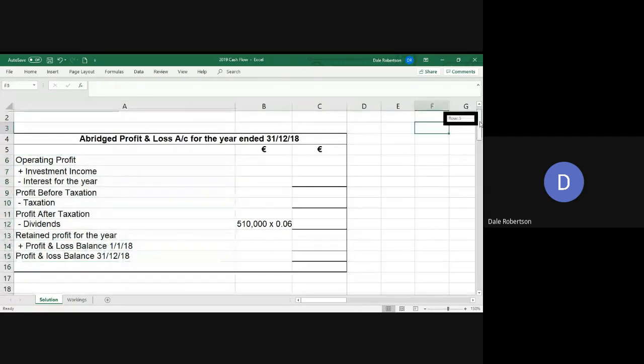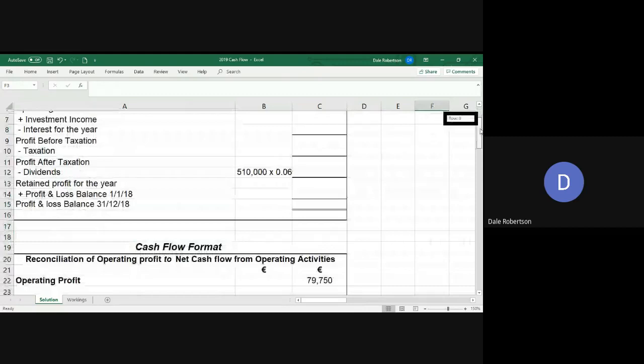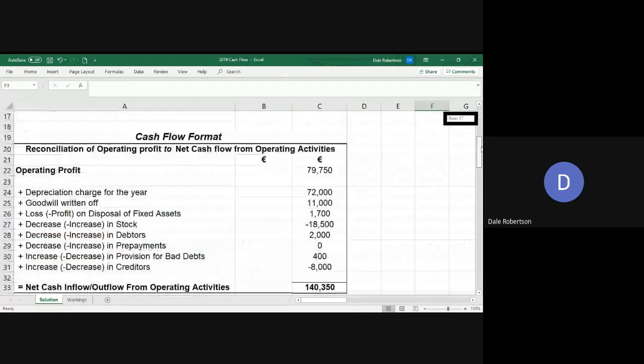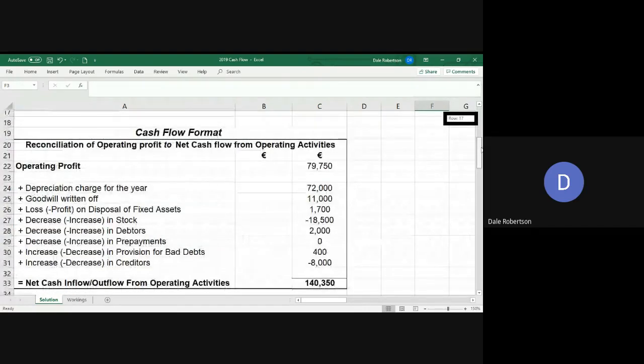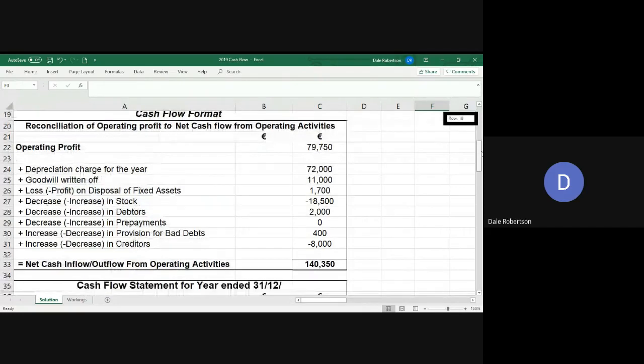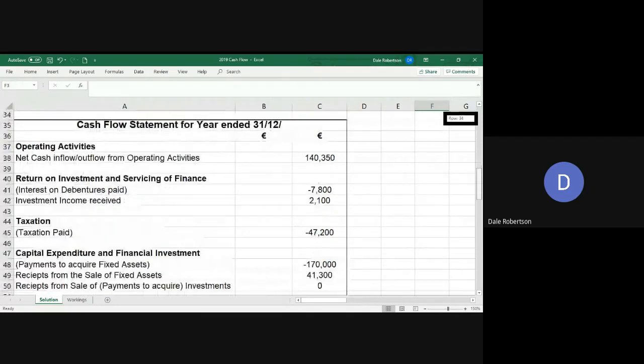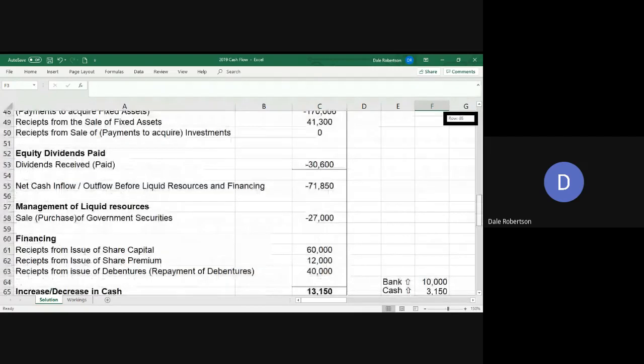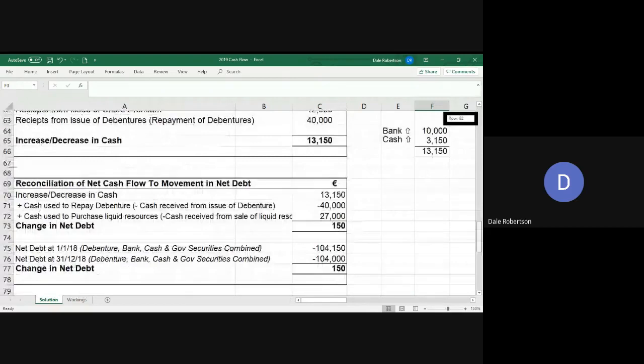There's a reconciliation of operating profit to net cash flow. We'll put in the numbers. We'll look at where the numbers come from afterwards, but that is just a standard, dealing with adding back a lot of the non-cash expenses and the changes in cash. And then you have got your cash flow statement. You need to learn this off word perfect, word for word. And then you have a proof at the bottom. All of those templates need to be learned off.